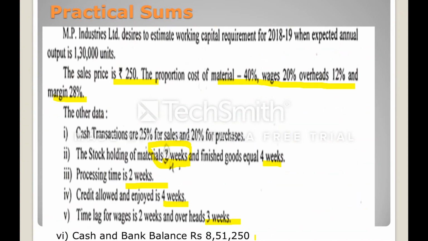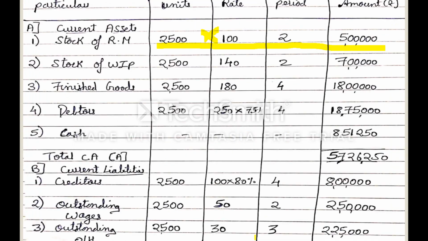Outstanding. Outstanding कैसे पता चलेगा? See your adjustment number 5th. Time lag. Time lag, that means money is yet to be paid. Wages को कितने टाइम का देना है? 2 week का. और overheads वालों को 3 week का payment देना बाकी है. So write under your liability, outstanding wages 2500.